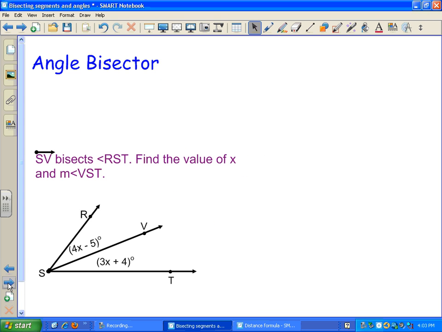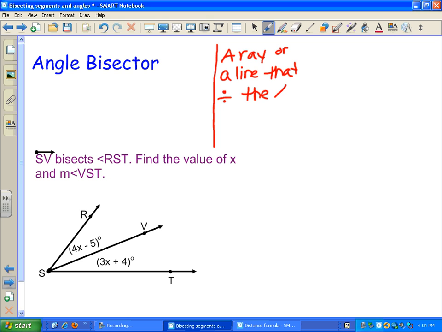Let's take a look at one more thing. Let's talk about an angle bisector. Well, an angle bisector is similar to a segment bisector in that it bisects, or it splits something into two congruent parts. So an angle bisector is a ray or a line that divides the angle into two congruent angles.